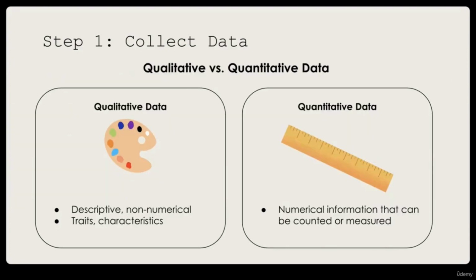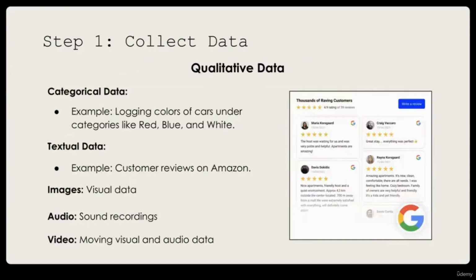Now, what types of data are there? There could be qualitative and quantitative data, but what are these? Qualitative data is descriptive, it's non-numerical, and it mainly describes traits or characteristics, versus quantitative data, which is numerical information, and this information can be counted or measured. Let's dive into some examples of these.